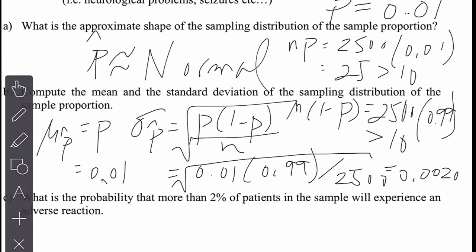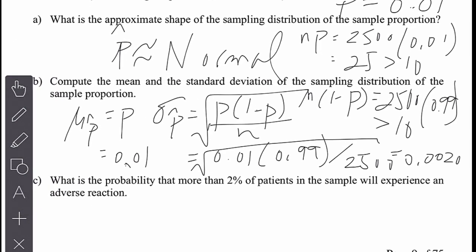Right? So the mean, I'm running out of space, the mean is 0.01 and the standard deviation is 0.0020. So now I'm ready for the questions because I have my distribution and I can answer questions about possible outcomes. What's the probability that more than 2% of the patients in the sample will experience an adverse reaction?